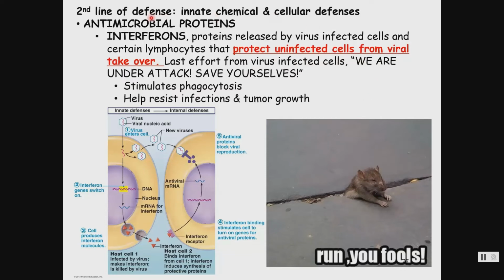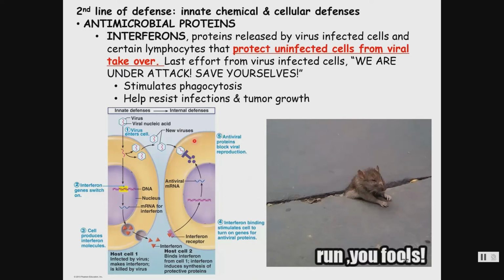Now we're going to talk about some antimicrobial proteins. The first group we're going to talk about are the interferons. Interferons are made by virus-infected cells. So when a cell gets infected with a virus, it releases interferon. Remember, viruses can only reproduce inside a cell. Then typically the virions are released from that cell and then they go to infect the neighbor. So this is just a warning from that virus-infected cell to the neighboring cell: that one's a goner, so kind of a little "run, you fools."